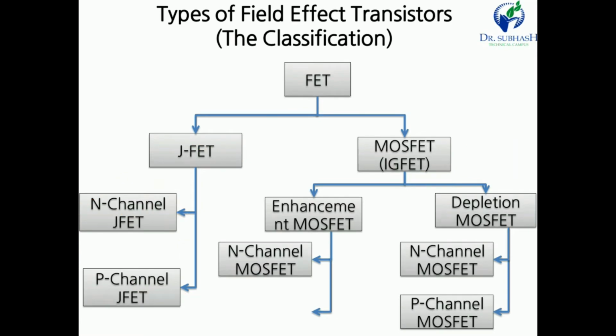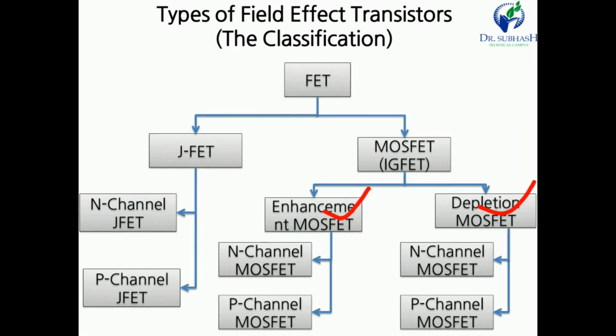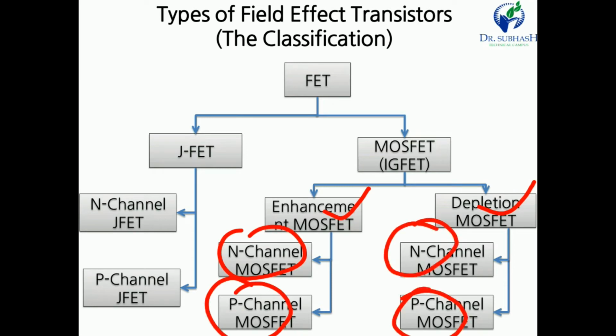And the MOSFET is divided in two parts. The first one is enhancement type MOSFET and the second is depletion type MOSFET. These two types of MOSFET are also each divided in two parts, N channel and P channel. The MOSFET we will cover in the next video. In this video we will cover the N channel JFET and P channel JFET, the basic fundamentals of the FET.